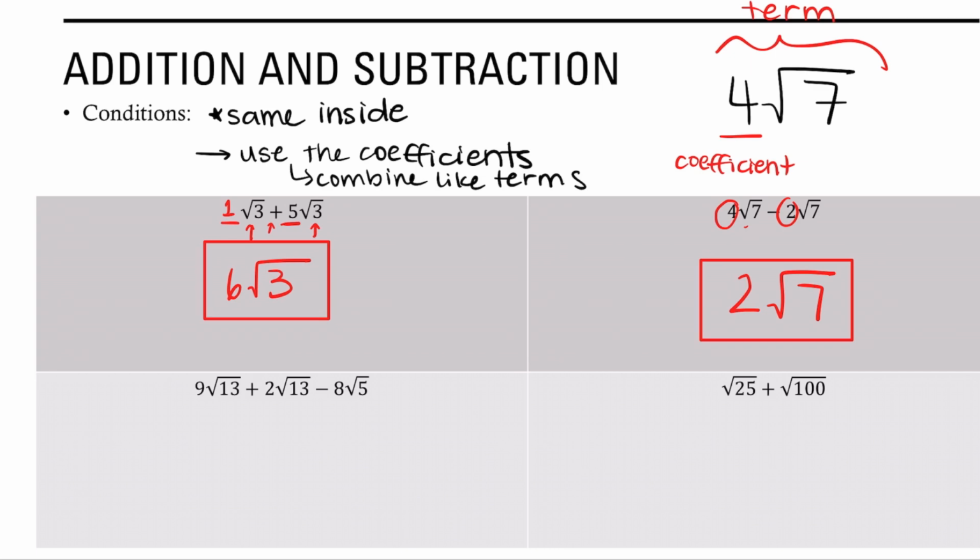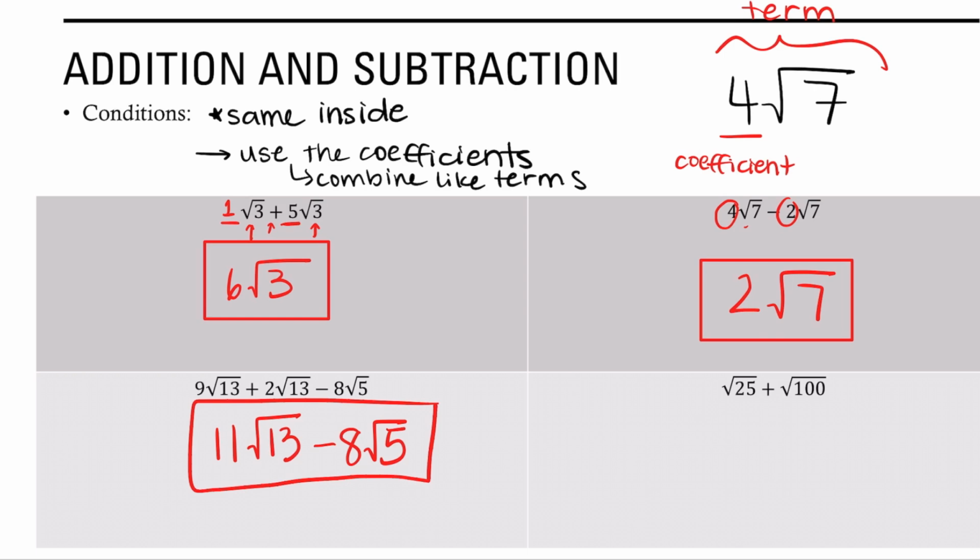In this next one, the first 2 match, but the third one doesn't. That means I can only combine the first 2, and I'm just going to have to leave the last one as it is. So 9 plus 2 is 11, and then I keep the square root of 13 the same. And I can't combine it with the 8 square root of 5 because it doesn't match, so I just leave it as it is. And this last one, at first glance, they don't match, right?